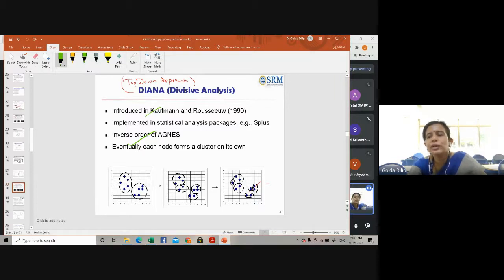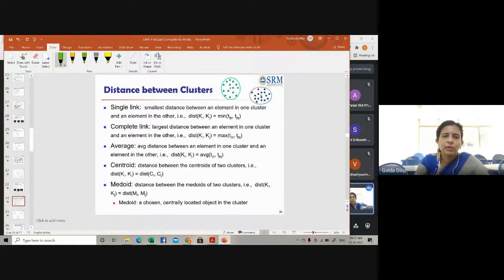But in the real world, this divisive clustering technique is not much useful.